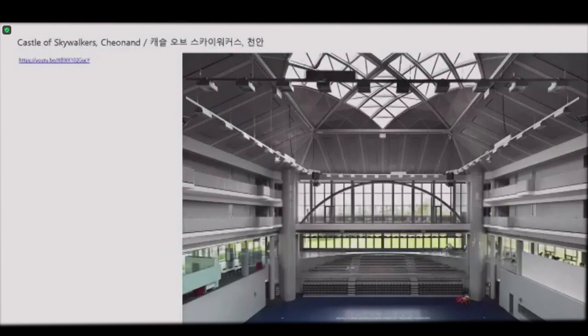And this particular building is called Castle of Skyworkers, which is in Cheonan. This is a training facility for a professional volleyball team. And I'd like to show you a YouTube video clip of it.